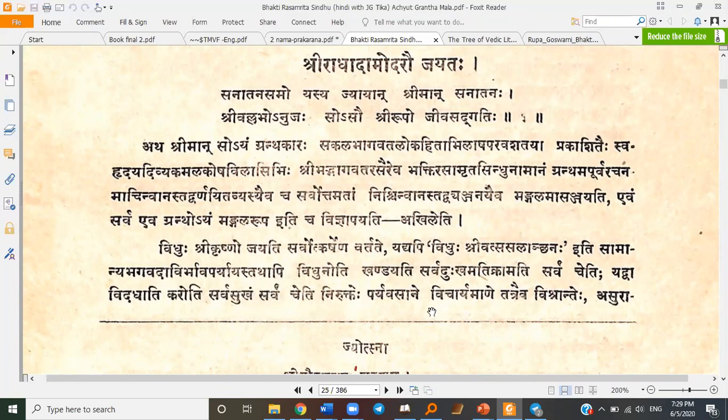Iti nirukte paryavasane vicharyamane tatra eva vishrante. So by these words, we should understand that here Vidhu specifically deals with Shri Krishna, and this is the Paryavasan, the conclusion, which is Vicharyamane, which has been thought and concluded by the authorities.